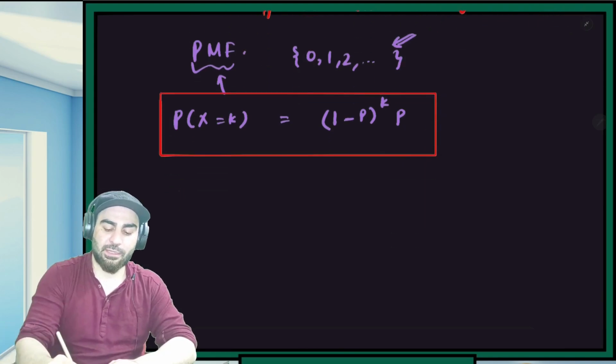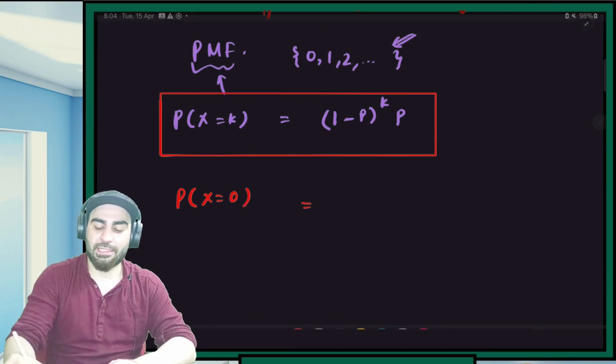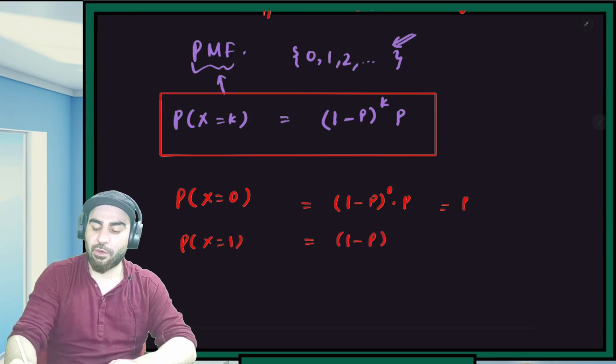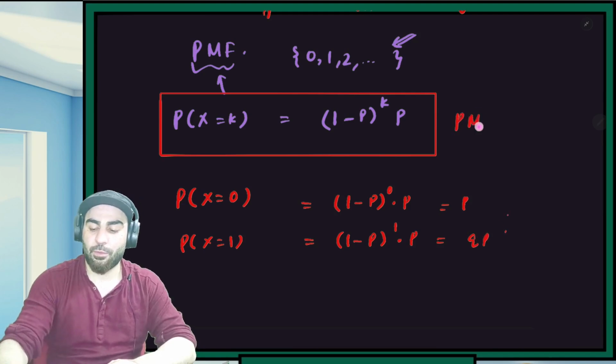So let's suppose probability of x is equal to 0. If I write probability x is equal to 0, what's the probability of this? I can just say probability 1 minus p to the power 0 multiplied by p. Similarly, probability x is equal to 1: just put the values, 1 minus p to the power 1. This will be qp. So you can compute the PMF. This is the probability mass function of the geometric.